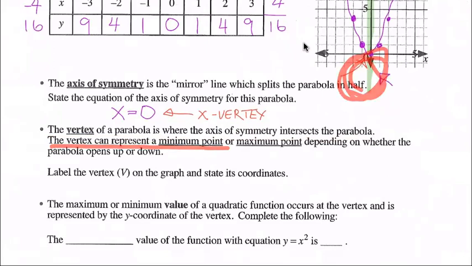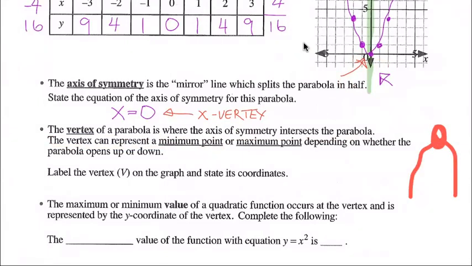The vertex can represent a minimum point, as in this type. This is a U-shaped graph that opens up, that's going to be a minimum. U-shaped graphs that open down will have a maximum point, depending on whether or not the parabola opens up or down.